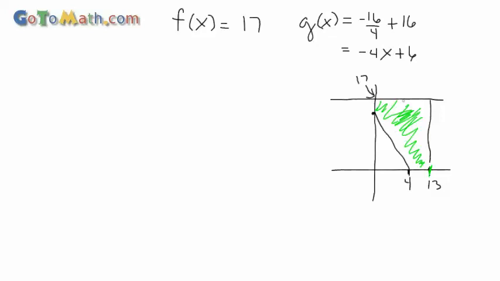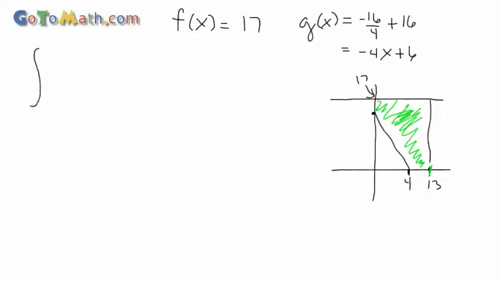So we're going to find this area first. All right. And then we'll find this area and take the larger area minus this area here, and then we'll be left with the green shaded region. All right.